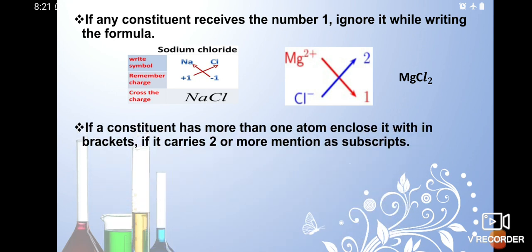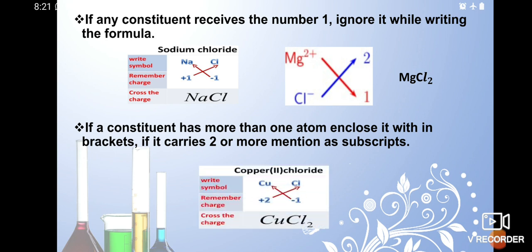If a constituent has more than one atom, enclose it within a bracket. If it carries 2 or more, mention it as a subscript. For example, see here. If a constituent has more than one atom, it means it is a combination of two atoms forming a group, like carbonate, which is carbon and oxygen. For that type of compound, we have to take it in a bracket and mention the valency outside the bracket. Okay, students.